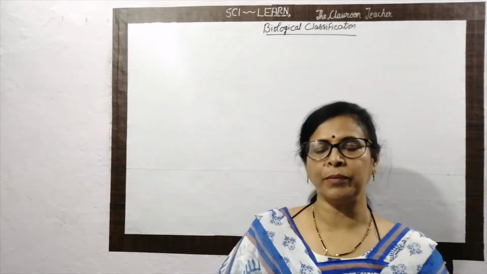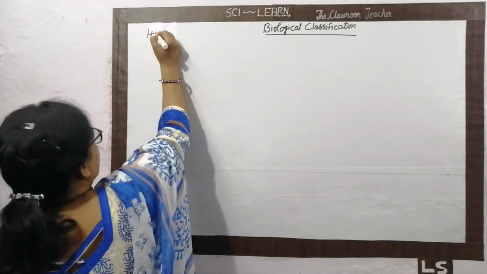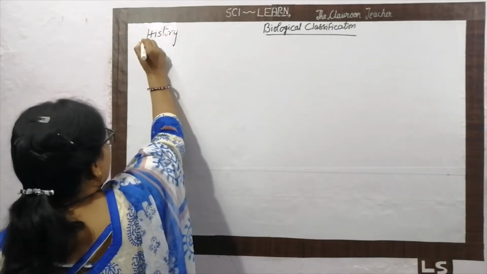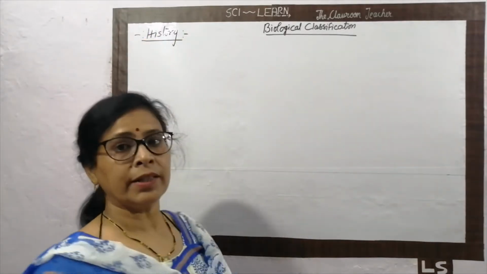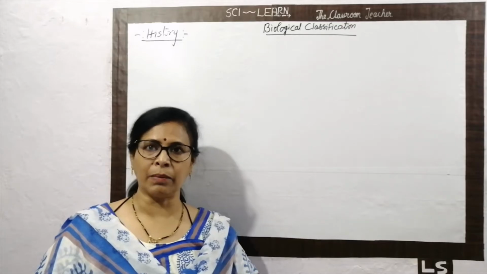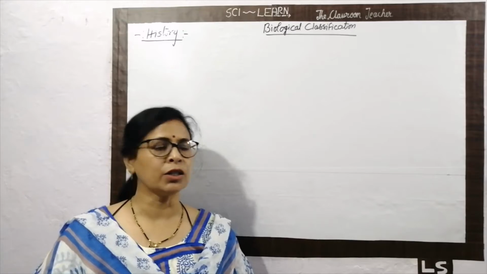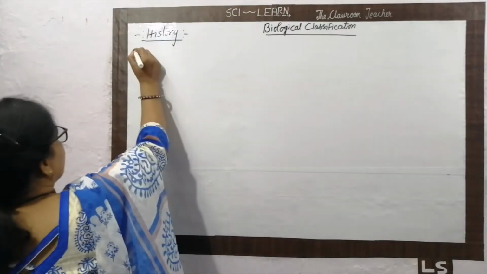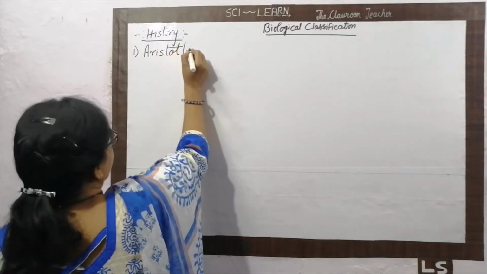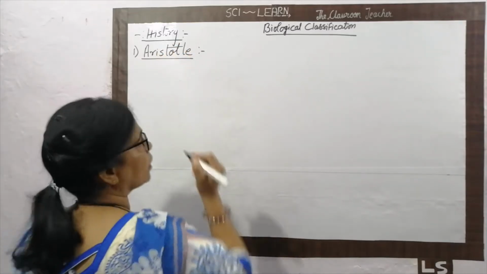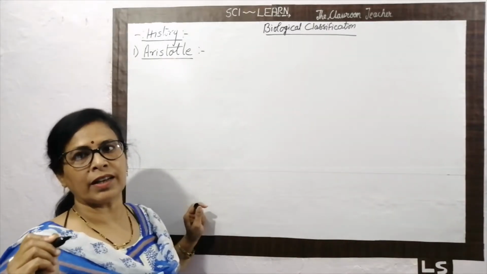Today we start our topic from the history of biological classification. What we are going to study today is somehow related with the past also. That is called the history. In the history, biological classification was first proposed by a person called Aristotle. He was a philosopher and he was the first person who gave a mode for classification.